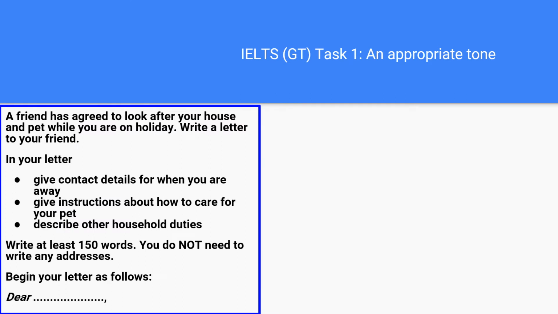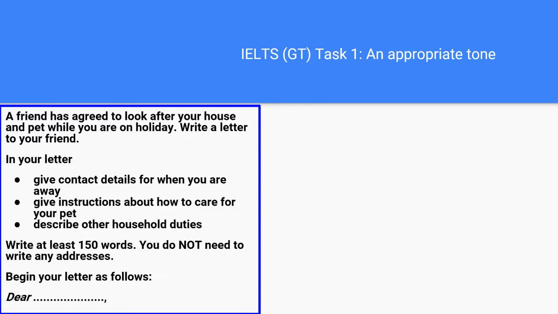Here we have a publicly available example of Task 1 of the IELTS General Training Test, adapted from takeielts.britishcouncil.org. In this example, you are asked to write a letter to a friend, giving them instructions on how to take care of your pet while you're away on holiday. This kind of letter requires a certain tone.